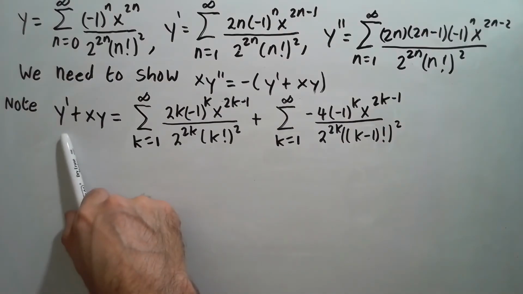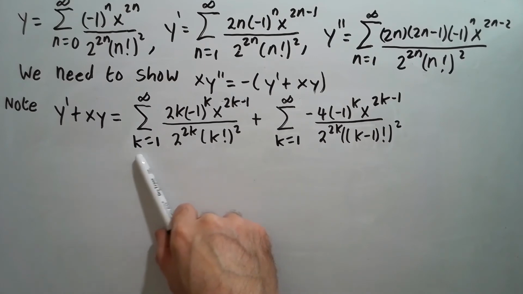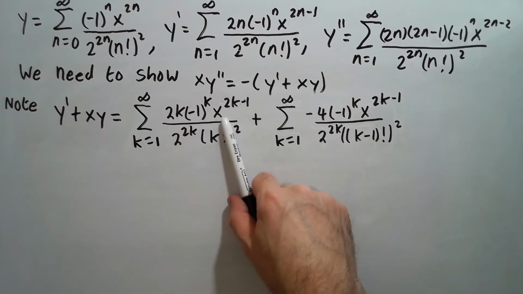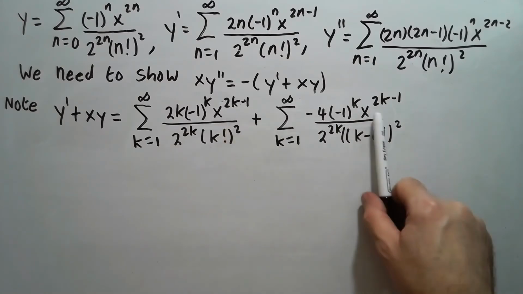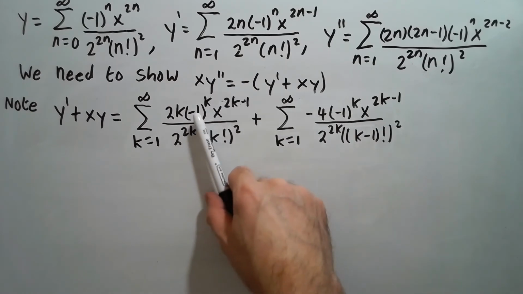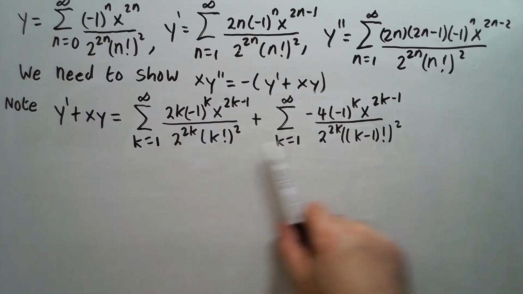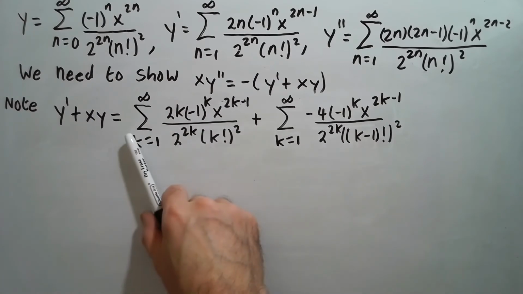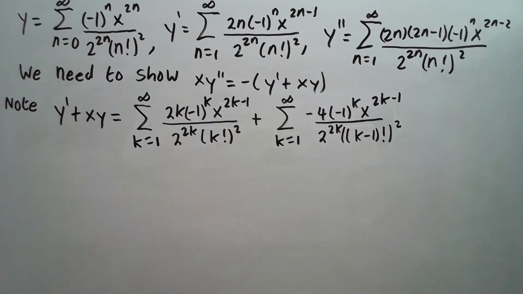Okay, so we have our y prime plus xy now written like this. Now I'm going to pull out what they have in common. They have an x to the 2k minus 1 in common here and here, and they both have a minus 1 to the k in common. And they have a 2 to the 2k in common also. And so let me pull out the summation. Let me just write it here and I'll explain what I did.